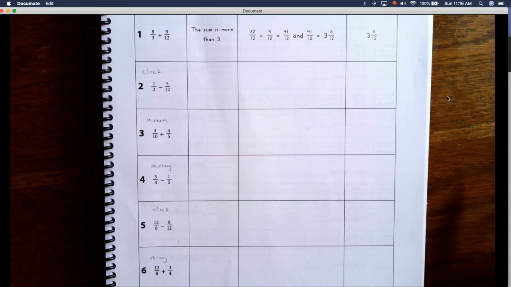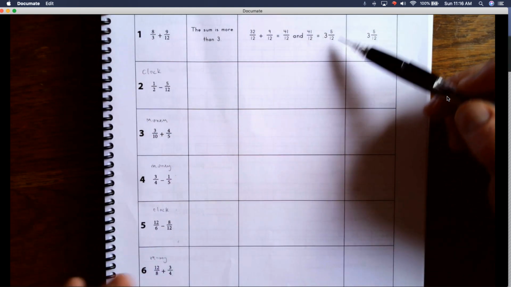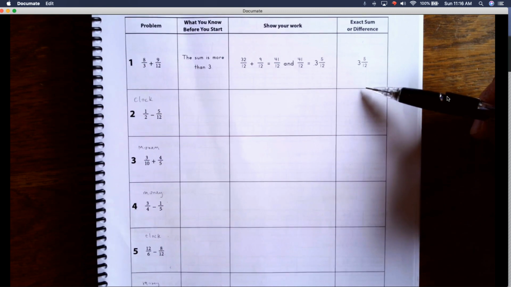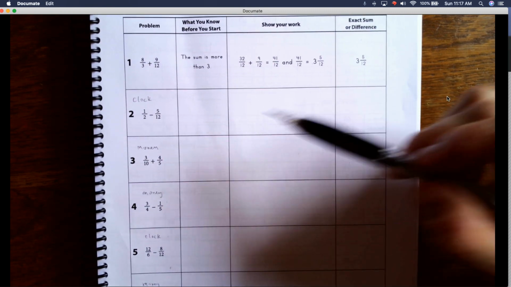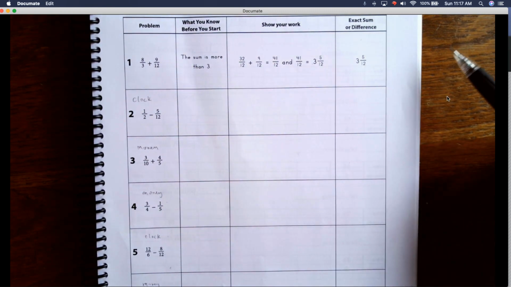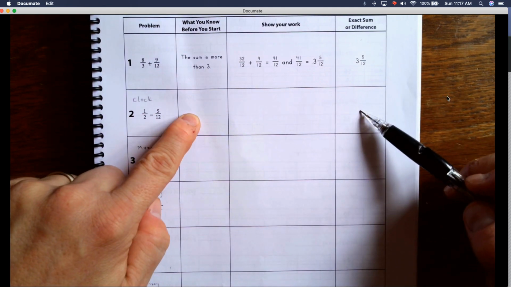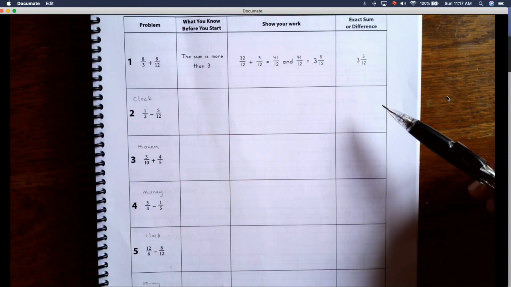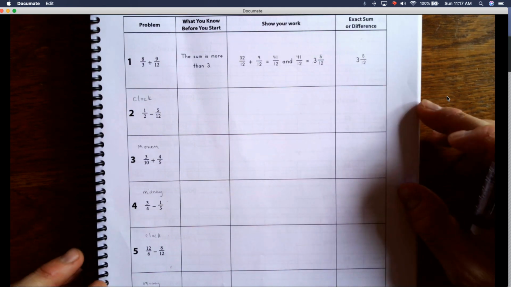So this first video is all about the estimation, which is just as important in my opinion as the answer. Because if you can estimate accurately and if you can estimate what you think the answer will be about, then you know if your exact sum or difference comes out a lot different than your estimation, then you know something happened, either with your estimation or your exact sum or difference.